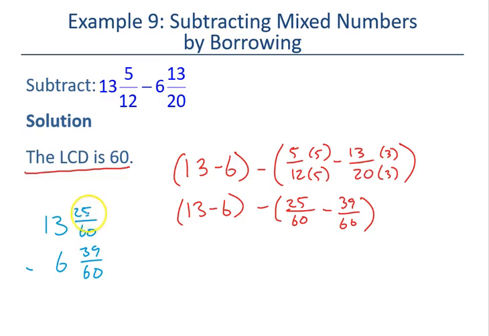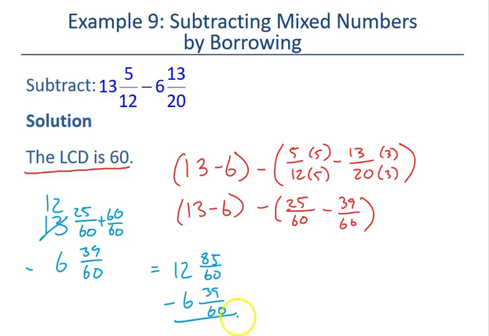Notice what's happened here: I've got 25 on top and 39. What I'm going to do is borrow. By borrowing, I'm going to add on 60 over 60 right here. But once I do that, I have to turn this 13 into a 12. And now I'll come down here and write this: 60 plus 25 is going to give me 85 over 60, and I can keep this 12 there, minus 6 and 39 over 60.